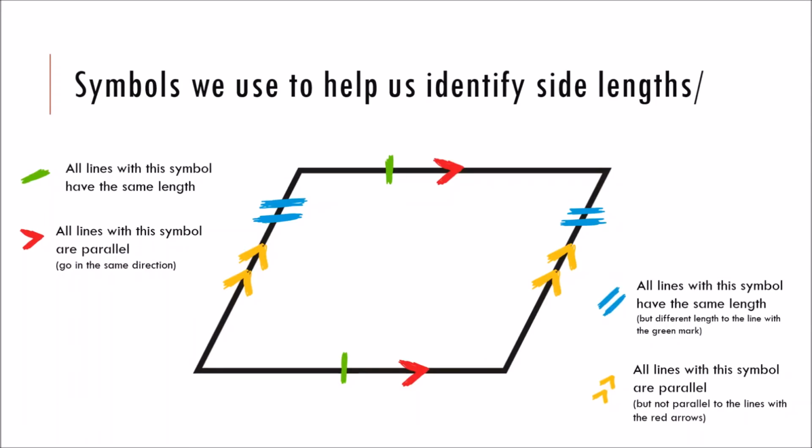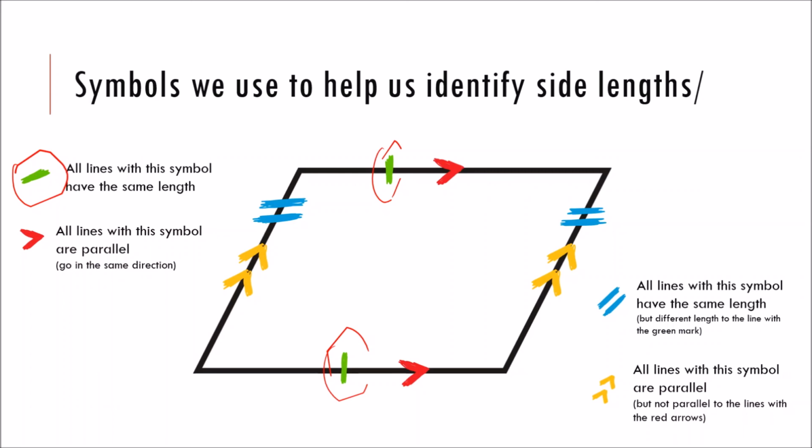We also have a few symbols we use to identify side lengths. So all lines with this symbol here, this dash like that, that says that every side that has one of those dashes is the same length. So here I have this side and this side, they're the same length because they both have a green dash through them. On the other side, we also have a red arrow, and these red arrows represent the idea that these two lines that they are on are parallel, so they're going in the same direction.